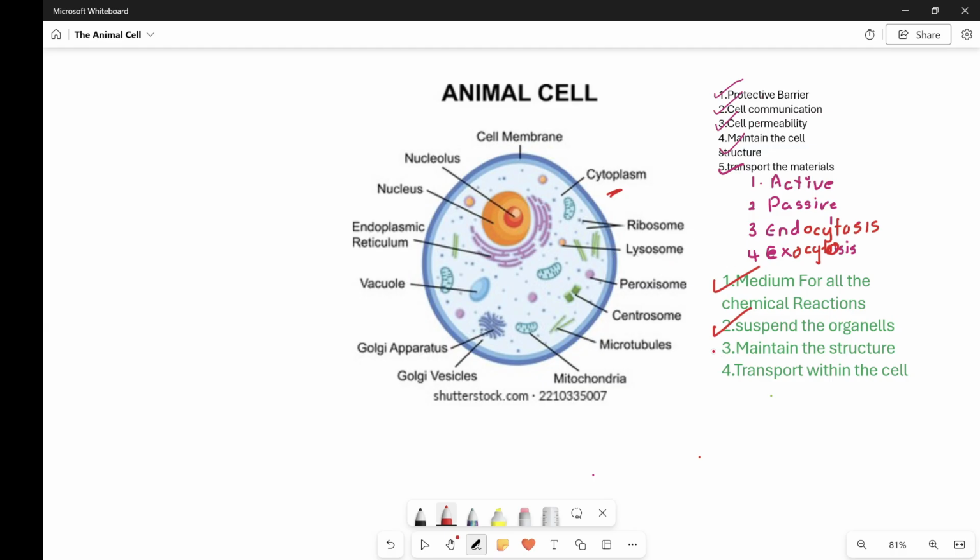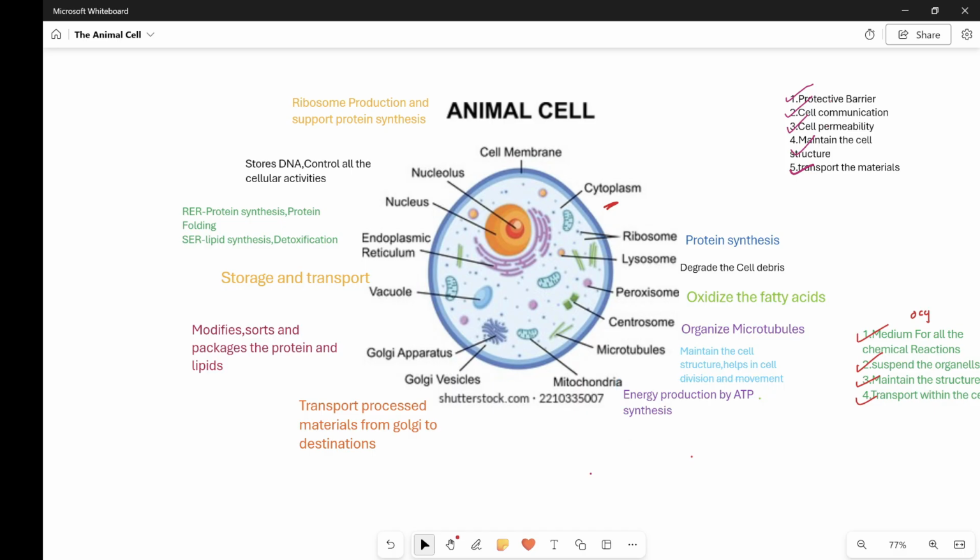The next thing is maintaining the structure. With the help of the cytoskeleton, it maintains the cell structure. I have a different video for the cytoskeleton, so you can watch it for more details. For the moment, just stay with this. The next thing is that the cytoplasm helps to transport materials such as hormones, enzymes, and waste products within the cell organelles.